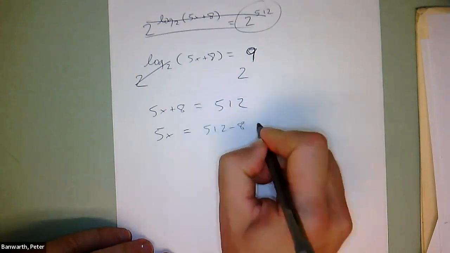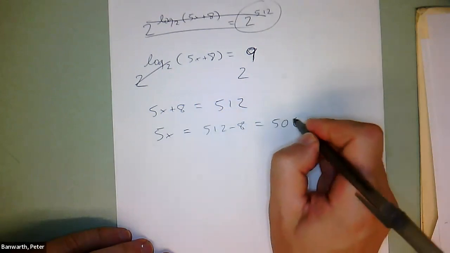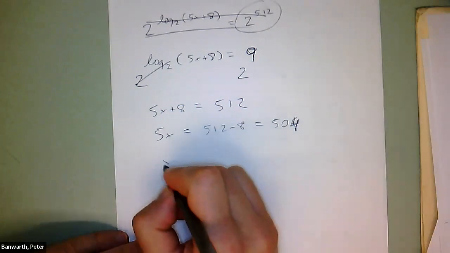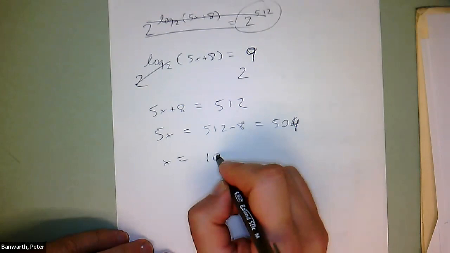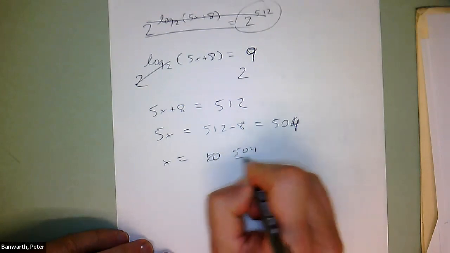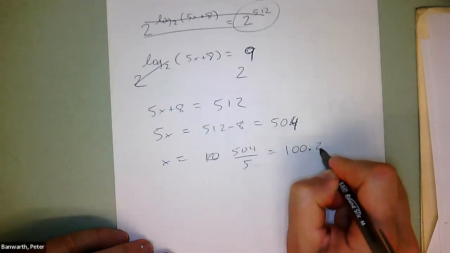512 minus 8, which is 506. Nope, 504. And so x is 100. Well, it's 504 divided by 5, which is just shy of 101, 100.8. There we go.